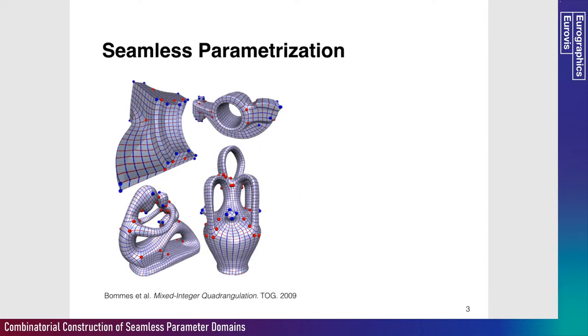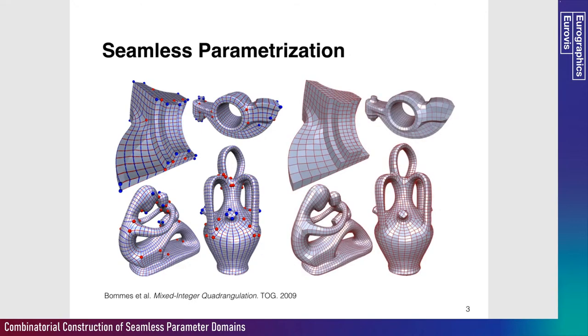Such parameterizations have a variety of use cases in graphics and geometry processing, most prominently perhaps in the context of quad mesh generation, where state-of-the-art techniques rely on seamless parameterizations as illustrated here. Red and blue dots here actually represent the parameterization's singularities, which in the induced quad meshes on the right correspond to extraordinary vertices.